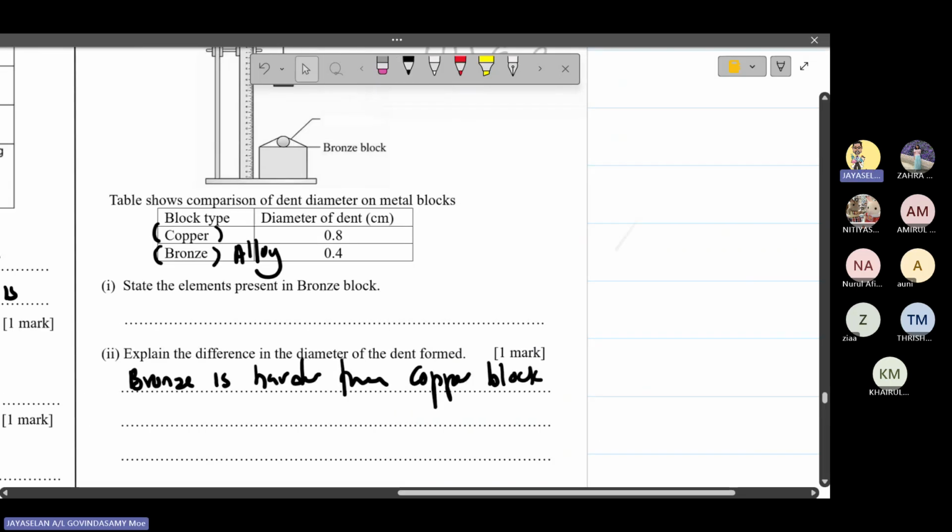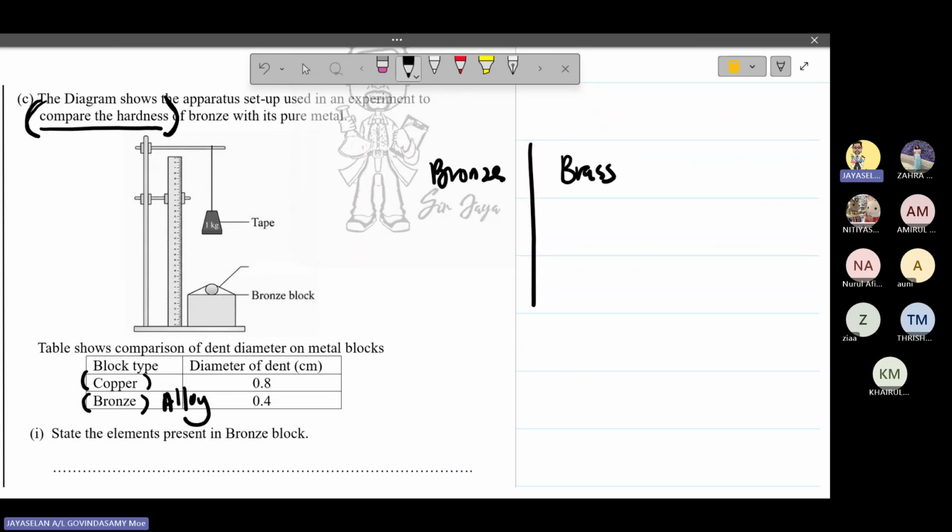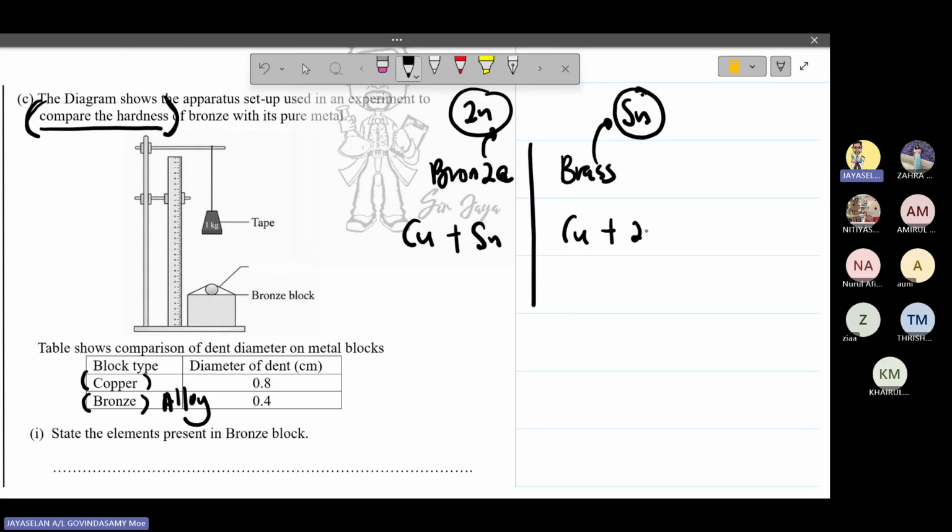Now you go to here, you guys write down. We have bronze, we have brass. These two must be memorized. What is the main element present in bronze? Copper. Minor later. This one also copper. Now take Zn here, for bronze you put Zn. Then take tin. Switch the place. Take the tin, put here. Take the zinc, put here. Bronze is made up of copper and tin. Brass is made up of copper and zinc.